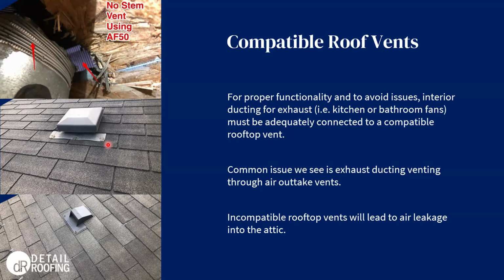So having any interior exhaust ducting connected to an AF50 or any other sort of air outtake vent is not going to be compatible and you are going to experience air leakage. So that's what we have in this case here. A lot of the times when we're seeing this, it's very common to see it taped to something on the side or to the roof surface. But again, either way, being close enough to the roof is not good enough. It needs to be connected to a compatible vent.